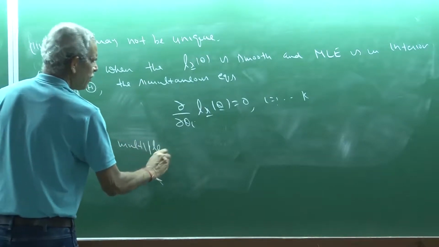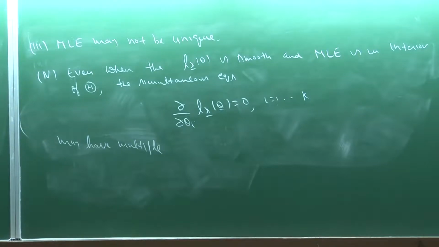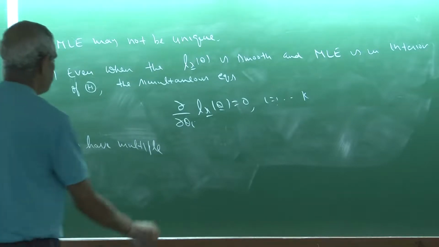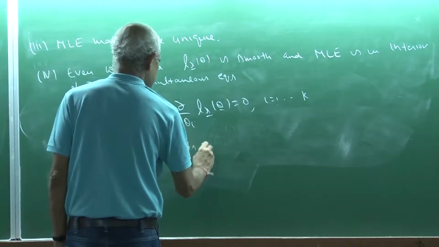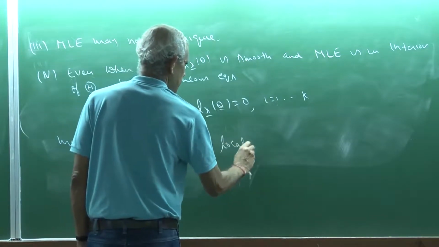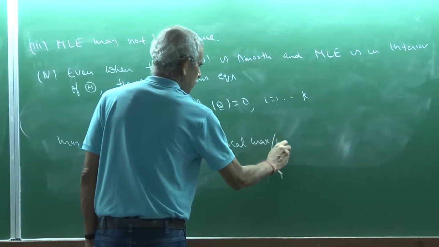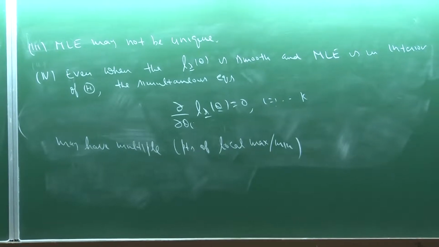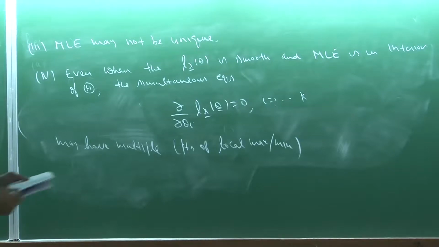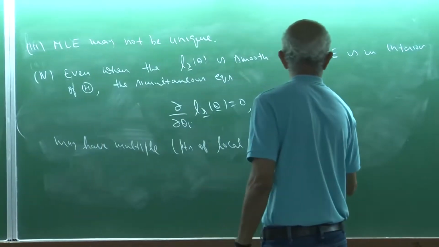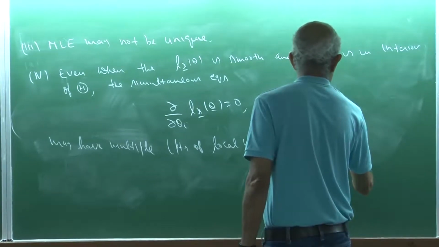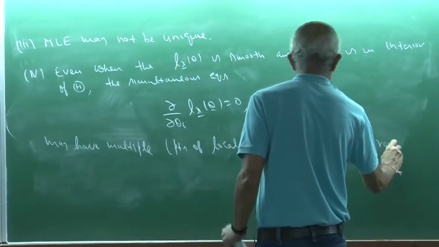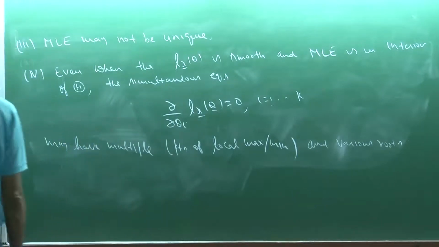Once they have multiple roots, what you know is they are either points of local maxima or local minima. So in that case, what you have to do is verify each and every root to see whether it is a global maxima or not. The various roots have to be checked for global maxima.